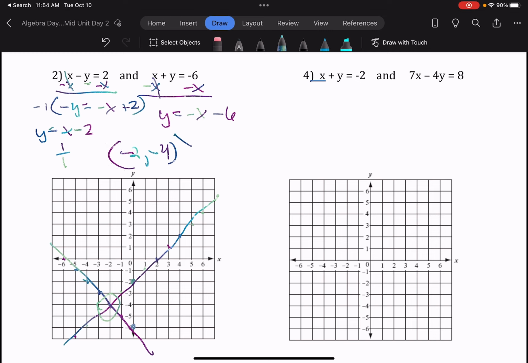And if you plug that in, you should check your answers to make sure it works. You will get negative 2 minus negative 4 equals 2. That is negative 2 plus 4 equals positive 2 equals 2. That works. And then our second equation, negative 2 plus a negative 4 gives us negative 6. That does work out. Okay? So we checked our answers and that worked out.